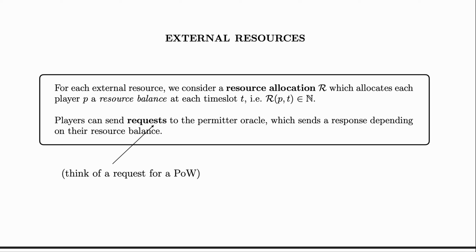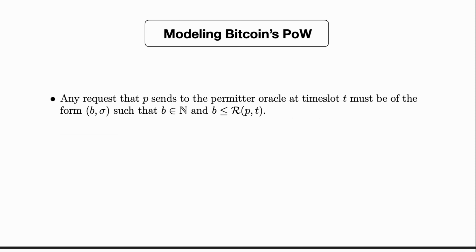To make that a little bit more concrete, let's think about how we model Bitcoin specifically. To model Bitcoin, I'll suppose that any request that P sends to the permitter oracle at time slot t must be of a specific form. It has to be a pair (B, sigma), where B is a natural number less than their resource balance. Here you can think of B as being the hash rate dedicated to this request, and you can think of this as being a request for a proof of work for the string sigma.